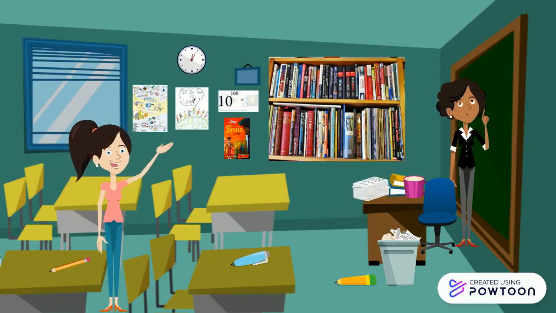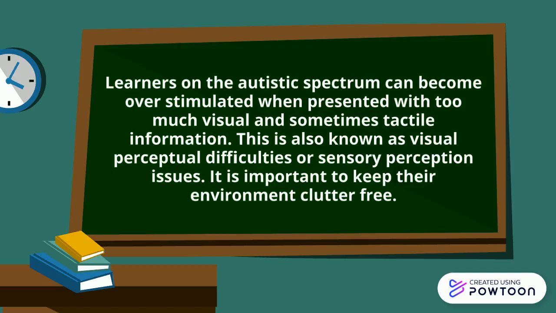Here, there, everywhere. This classroom is cluttered, print-rich, and distracting. Learners on the autistic spectrum can become overstimulated when presented with too much visual and sometimes tactile information. This is also known as visual perceptual difficulties or sensory perception issues. It is important to keep their environment clutter-free.